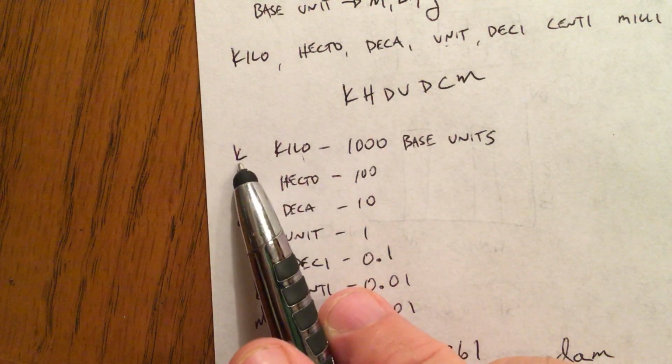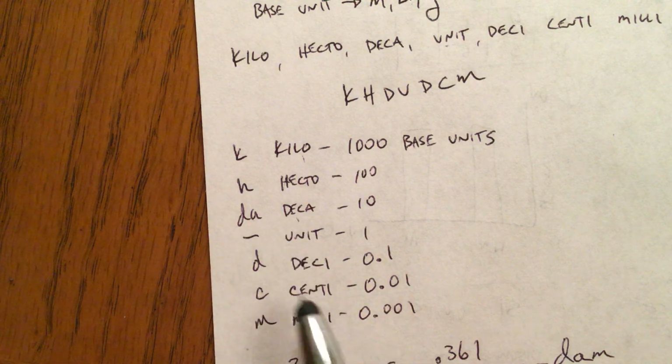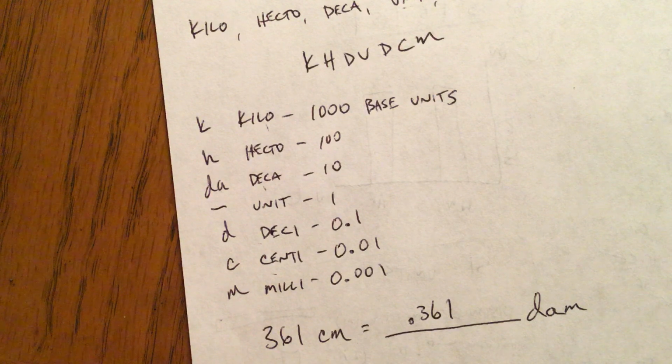So all these prefixes have a letter that's associated with them. The abbreviation for kilo is K, for hecto it's H, for deca it's DA, for deci it's D, centi it's C, milli it's M.